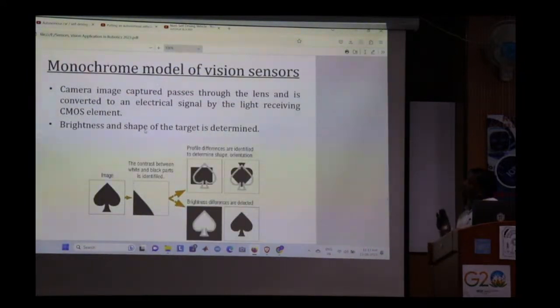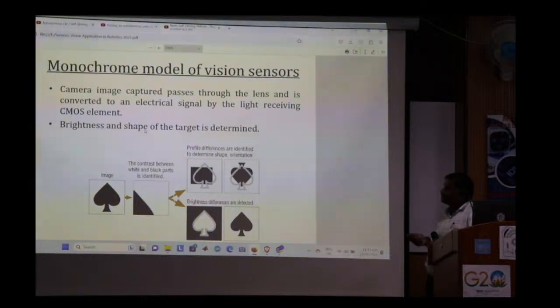Then this is about the monochrome model of vision sensors. Now if you look at the diagram, can you understand what is the meaning of this diagram? Are you able to understand it? There are two things. In the upper part, there is the image. The contrast between white and black spots is identified, so there's a gap. And then profile differences are identified to determine shape orientation. Similarly, here brightness differences are detected.